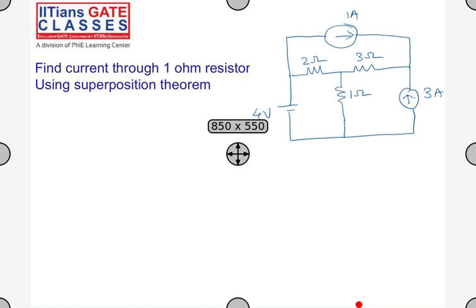I want you to do this next problem. Find the current through the 1 ohm resistor using the superposition theorem. This is the 1 ohm resistor. I'll give you some time. I want everyone to try this.